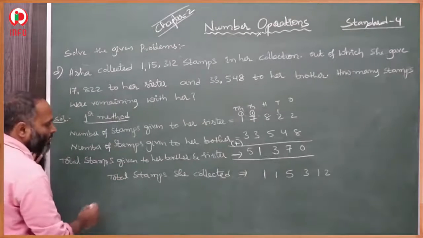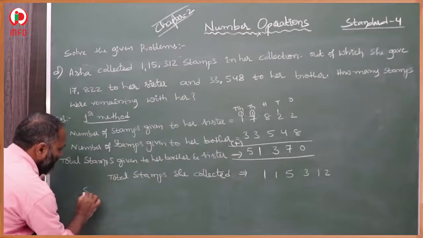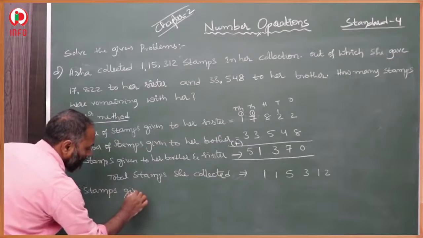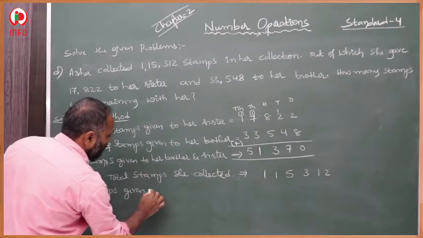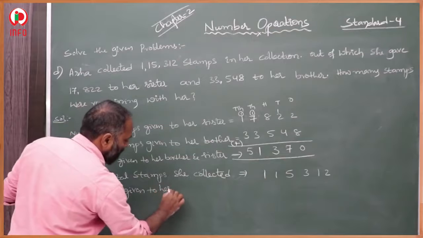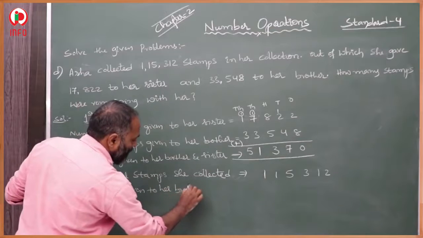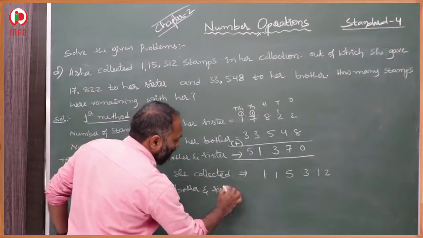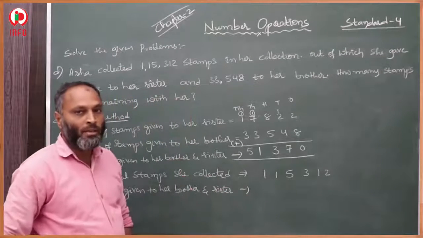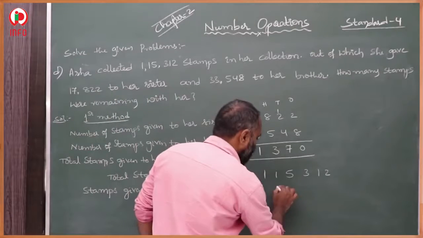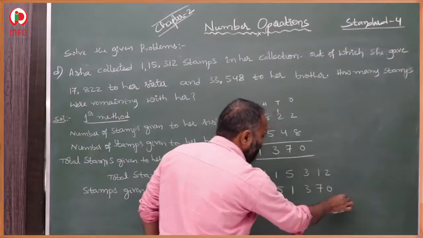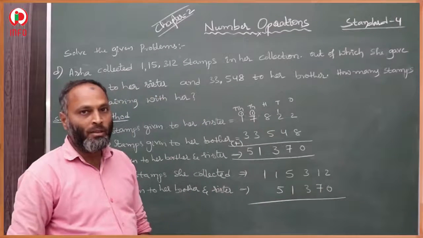Stamps given to her brother and sister. How many stamps given to her brother and sister? 51,370. This many stamps she gave to her brother and sister.